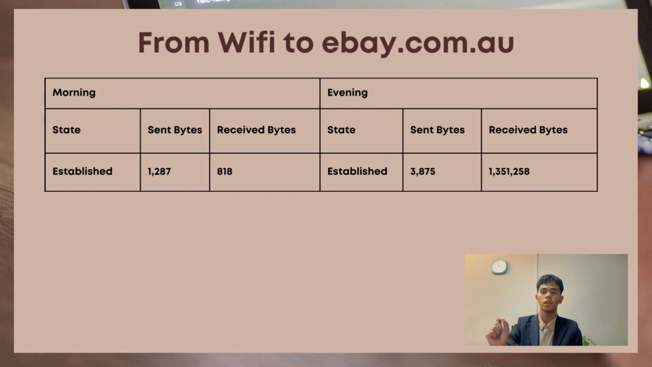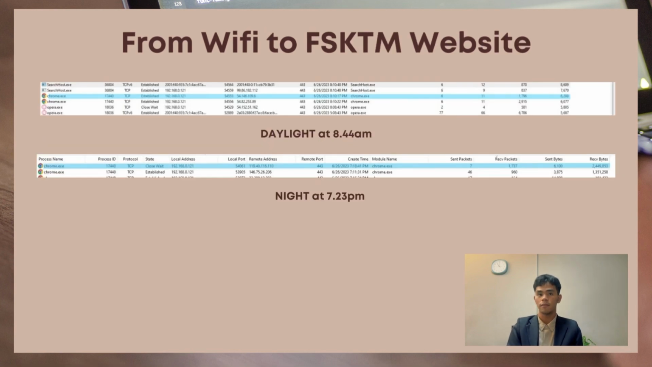So the higher volume of sent and received bytes suggests a higher level of activity, potentially indicating increased browsing, interaction, or intensive tasks on the ebay.com Australia website in the evening. So if you're going to ask me what is the best time to order your package, go for the morning.